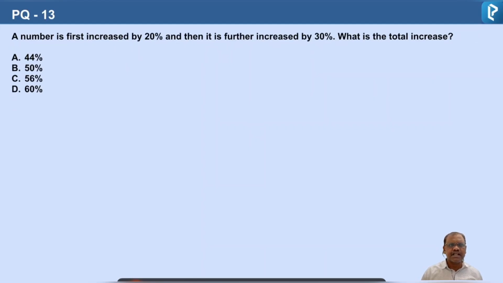Question number 13. A number is first increased by 20% and then it is further increased by 30%. What is the total increase? Again here, assume the initial number as 100. The first transaction is increasing by 20%, so it becomes 120. The second transaction is again increasing by 30%.